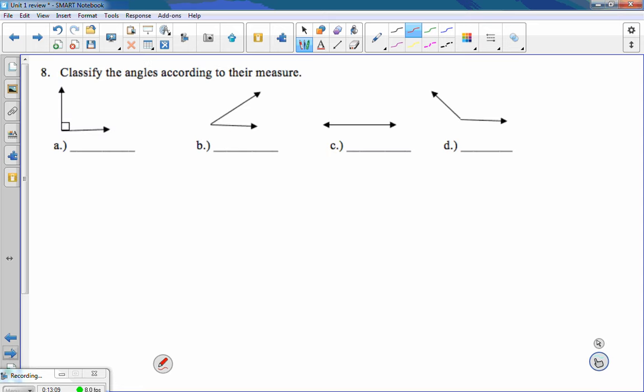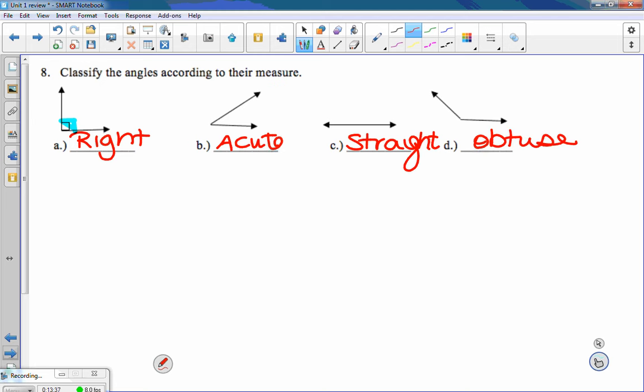All right. So, what type of angle is this? Right. Because of the box. Whoops. What type of angle is this? Acute. What is this? Straight. If you put straight line, I will give you credit. What is this? Beautiful. Moving on. All right.